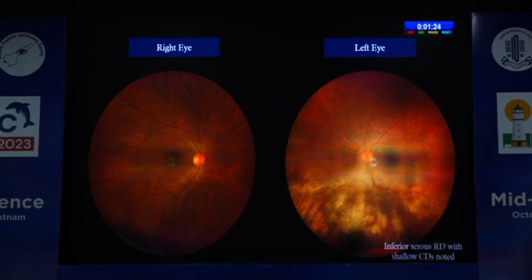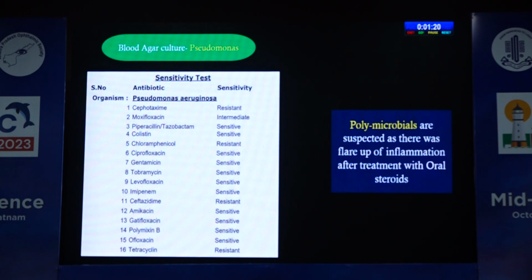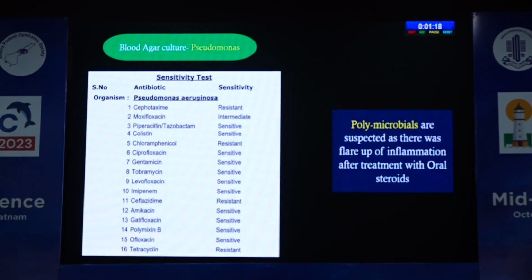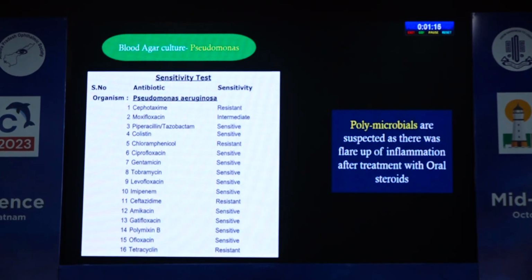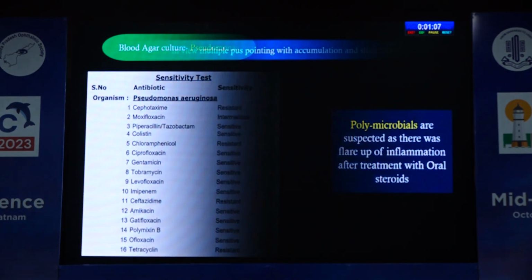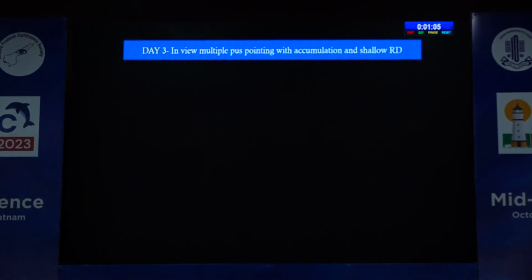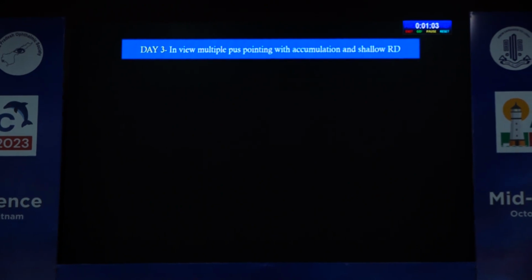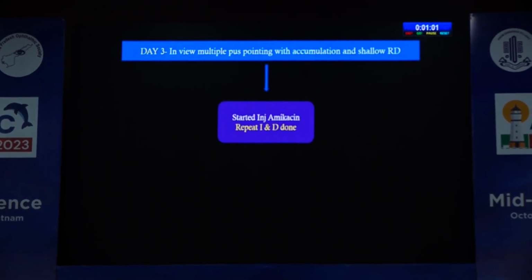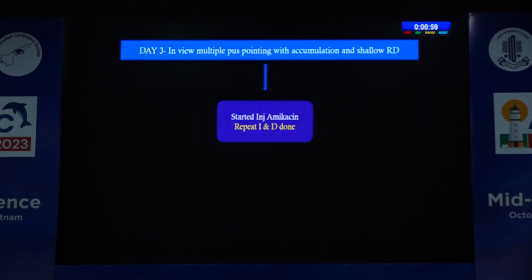The left eye fundus image showed inferior serous RD with shallow choroidal detachments. On blood agar culture, Pseudomonas came out to be positive and the following sensitivity testing was noted, but polymicrobials were suspected as there was flare-up of inflammation after treatment with oral steroids. On day 3, in view of multiple pus pointing with accumulation and shallow RD, the patient was started on injection amikacin and repeat IND was done.